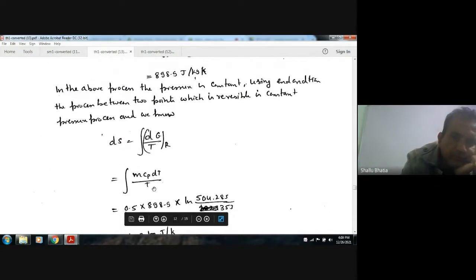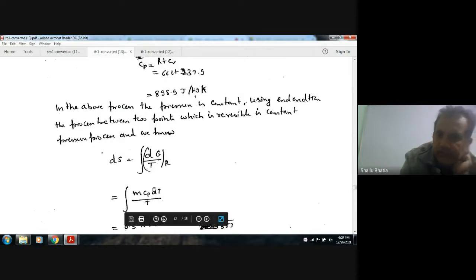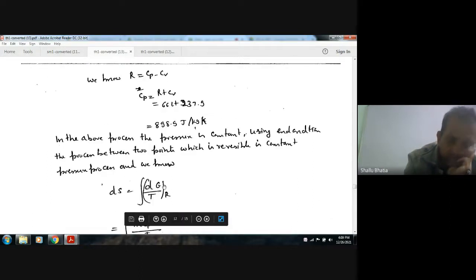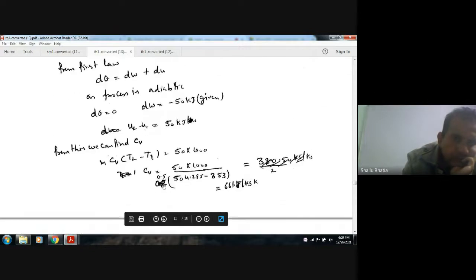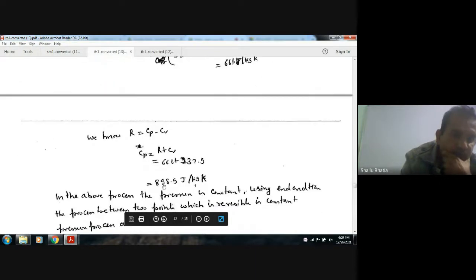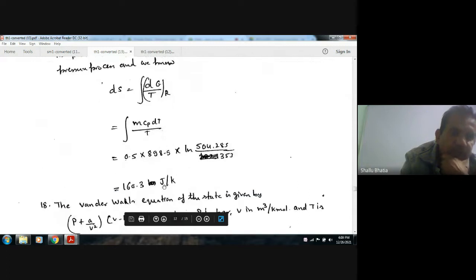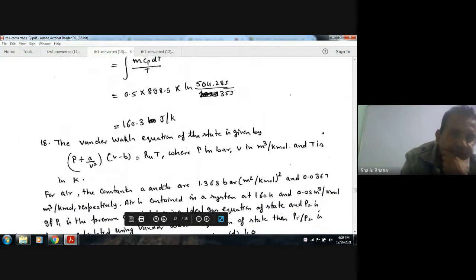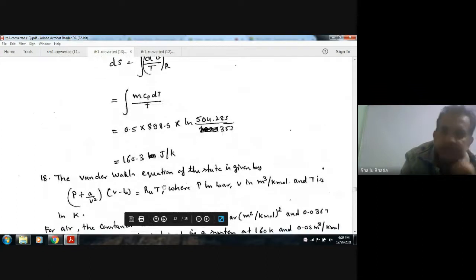In the above process, the process between the two states is adiabatic and the process is a constant pressure process. For a constant pressure process, we have this. So there will be a change in entropy, which will be given by m Cp dT by T. The answer is 160.3 joule per Kelvin.